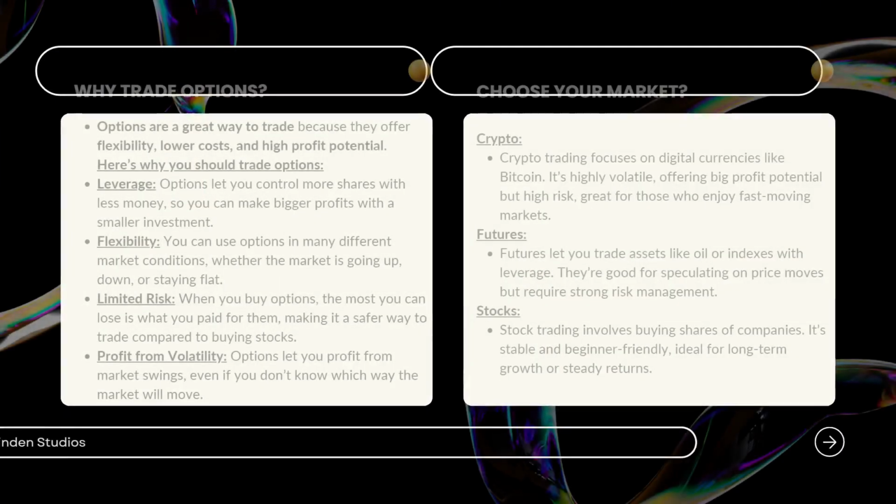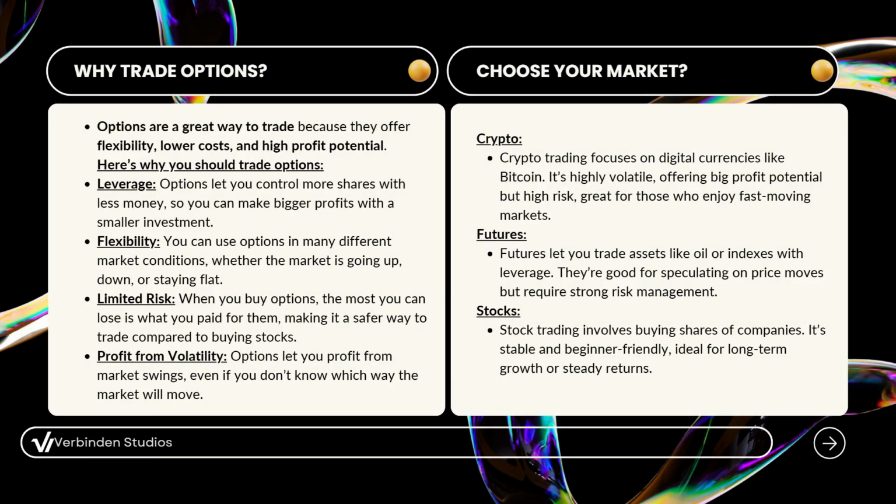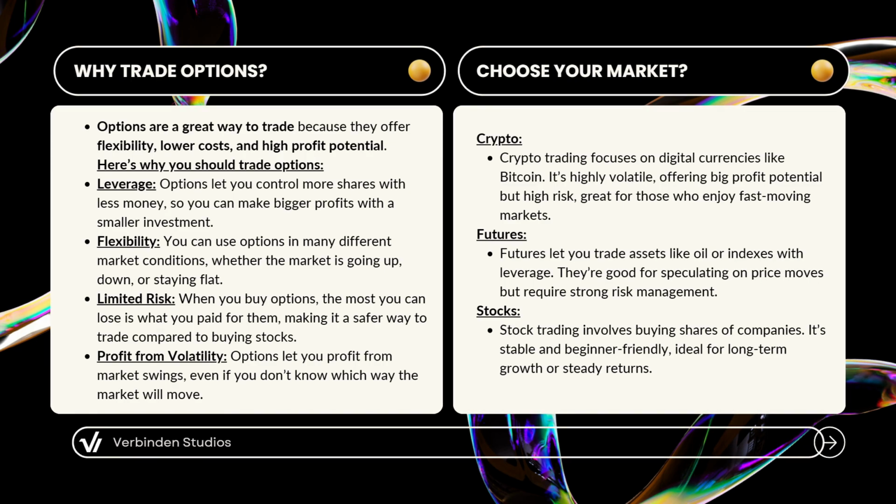So why should you care about options? Well, options can be a powerful tool, and options are a great way to trade because they offer flexibility, lower costs, and high profit potential. One of the main reasons people trade options is leverage. Options let you control more shares with less money, so you can make bigger profits with a smaller investment. Flexibility. You can use options in many different market conditions, whether the market is going up, down, or staying flat. Unlike regular stock trading, where you can only buy low and sell high.